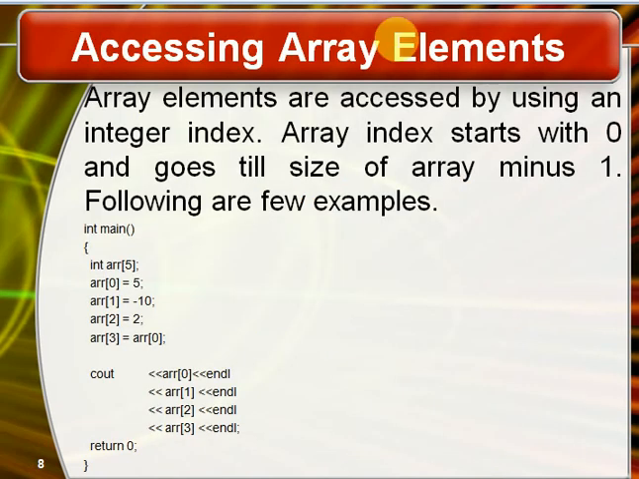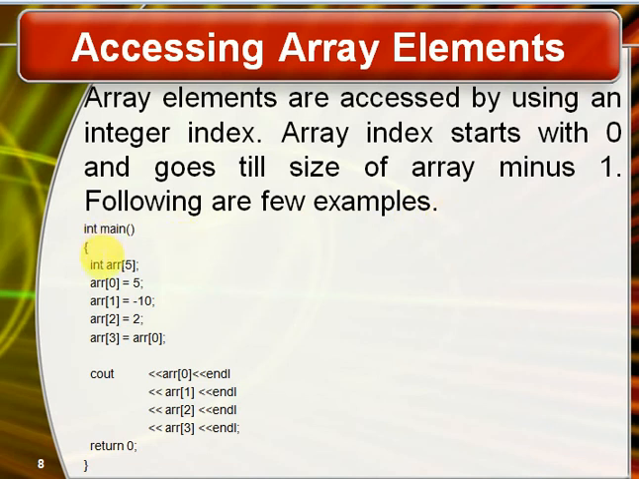Accessing array elements. Array elements are accessed by using an integer index. Array index starts with 0 and goes till size of array minus 1. Suppose n is the size of the array, then the index of the array will increase from 0 to n-1. Following are a few examples of accessing array elements.